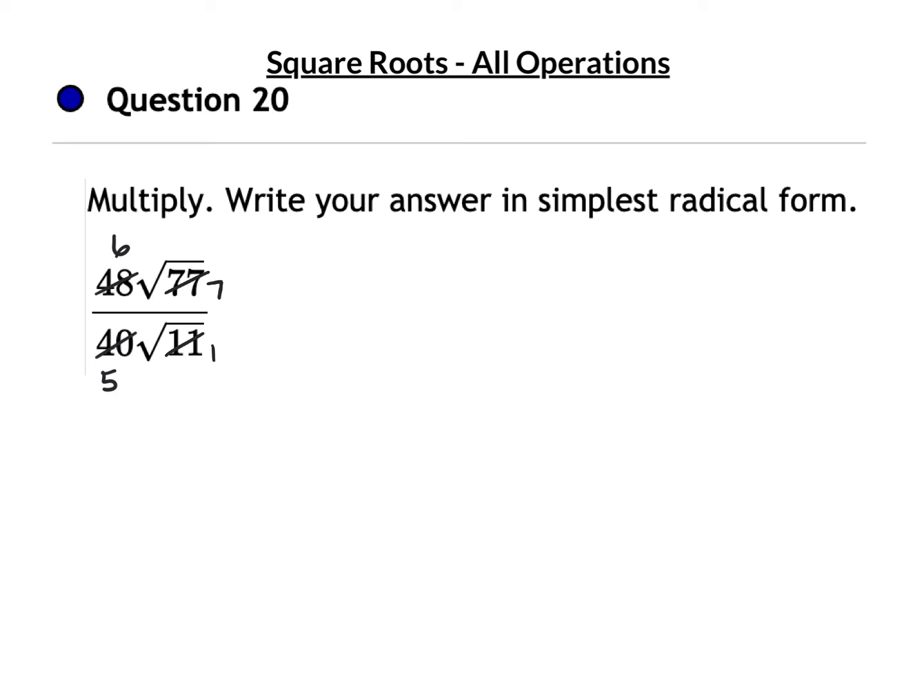Keep in mind the square root of 1 is 1. This will be 5 times 1 below, which is 5. Notice there's no root, because the square root of 1 was 1. 5 times 1 was 5. Up above, I get 6 root 7.